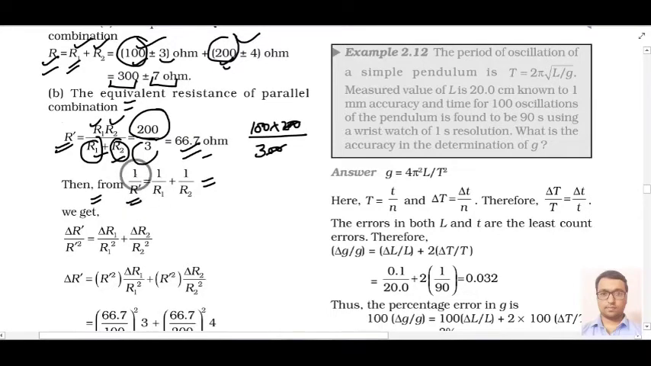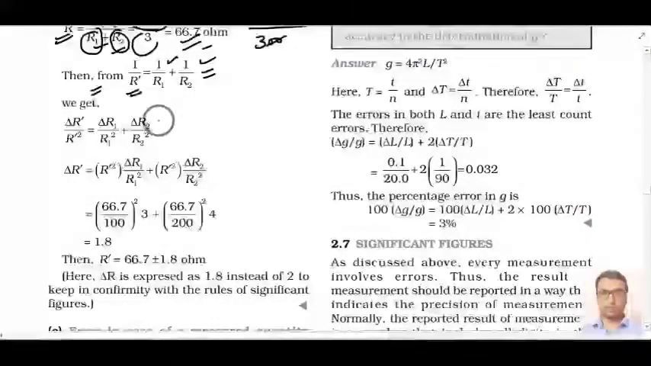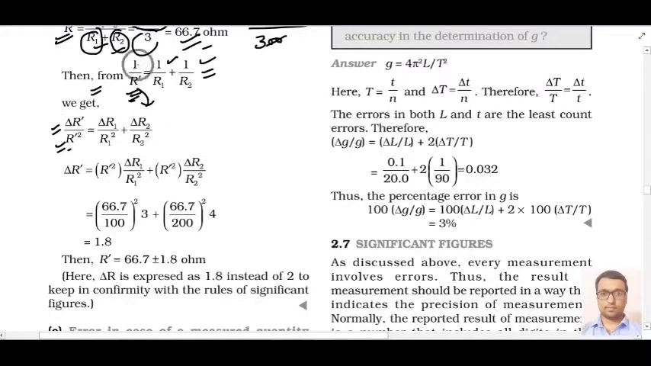The original formula is 1 by R dash equal to 1 by R1 plus 1 by R2. This formula you must have read in your class 10th. So error here will be delta R by R square. If we solve this, we will get the error formula, that is delta R by R dash square. Okay, and here you will see how you get this formula. Okay, let me tell you.